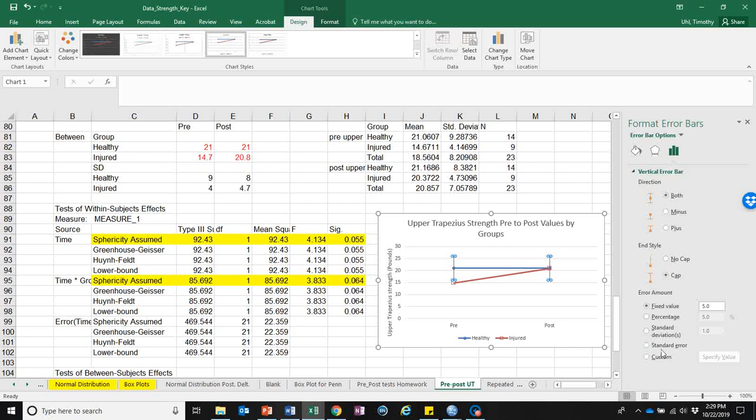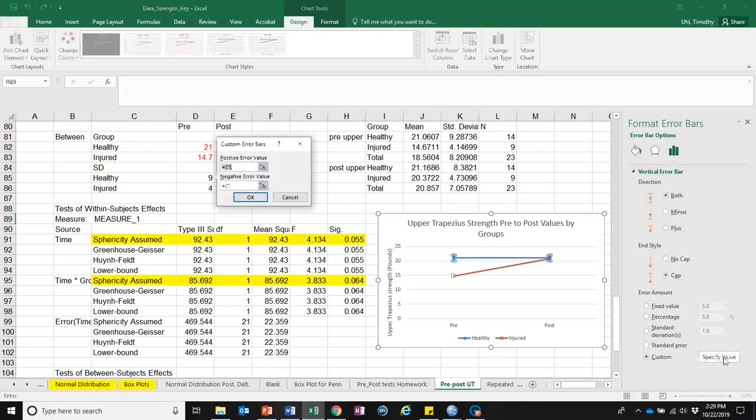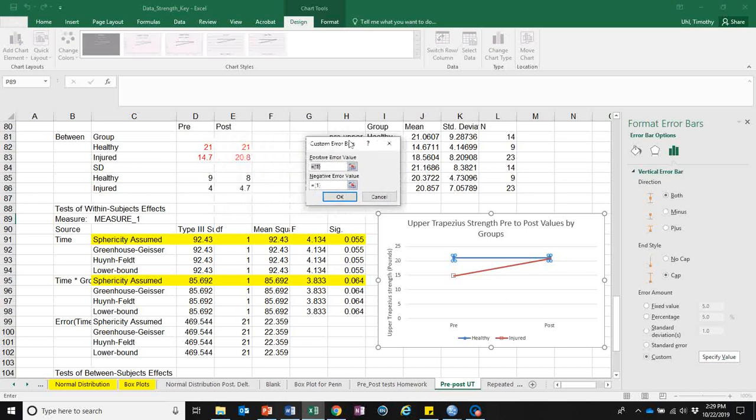And when it asks you, this is a fixed value. If you got lucky and they were both 9, theoretically you could put that in there. That never works for me. But with custom, I get to specify the value. So when I click on that, it's basically asking me to put the values in here. If you click on the little icon and you highlight the healthy, that draws the upper part of the bar, and it automatically defaults this to a -1. So I just highlight the exact same data, and it'll build the lower part of the bar.